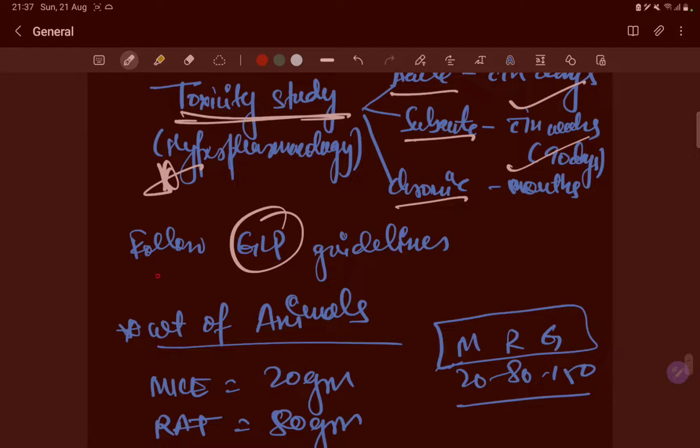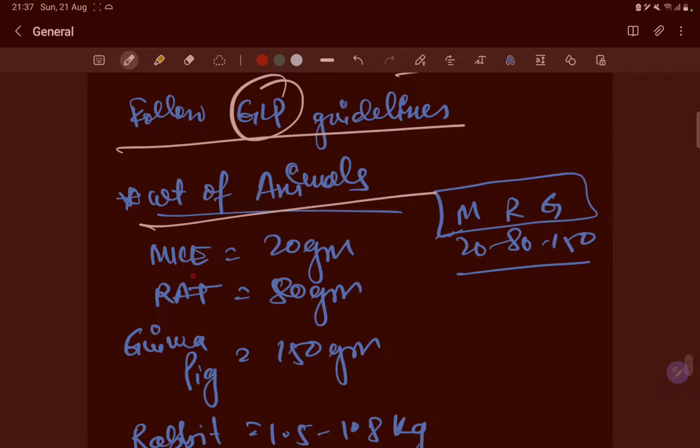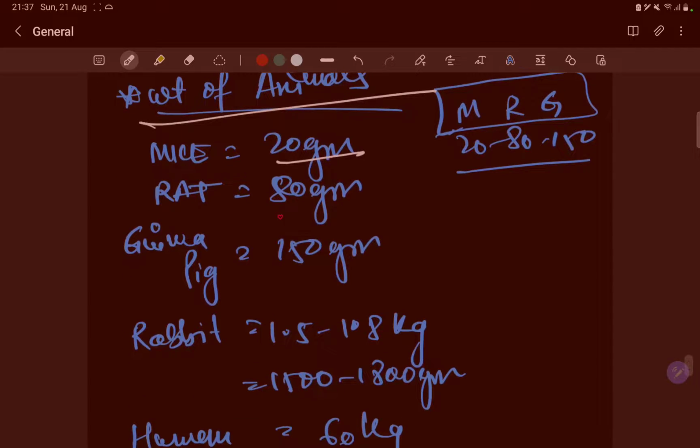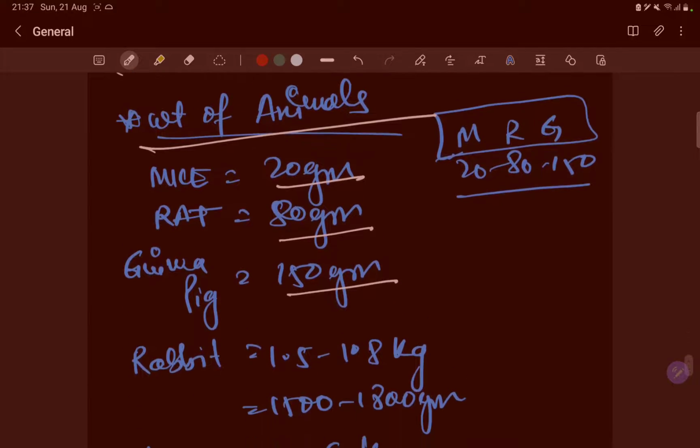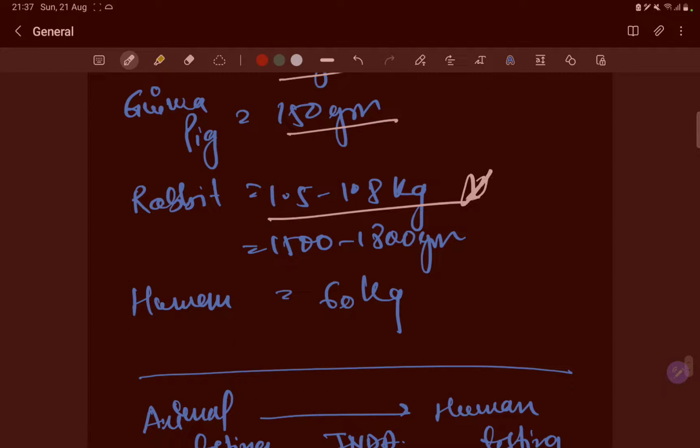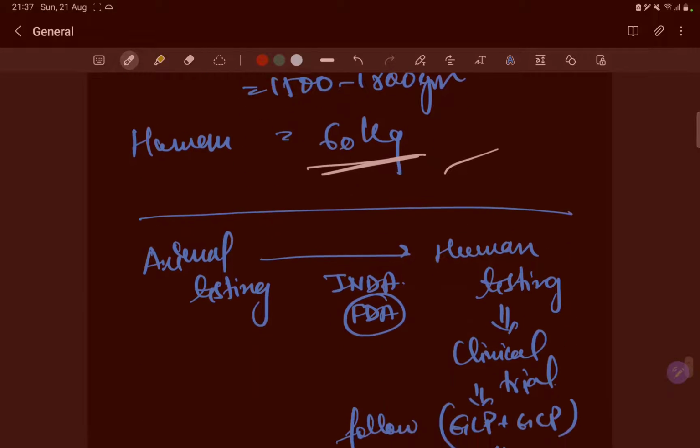ठीक है. They follow the GLP guidelines. Now weight of the animals: the mice is 20 gram, rat is 80 gram, guinea pig is 150 gram. This data we have to actually learn. ठीक है. So MRG is 20, 80 and 150. Rabbit is 1.5 to 1.8 kg and human is 60 kg we take.